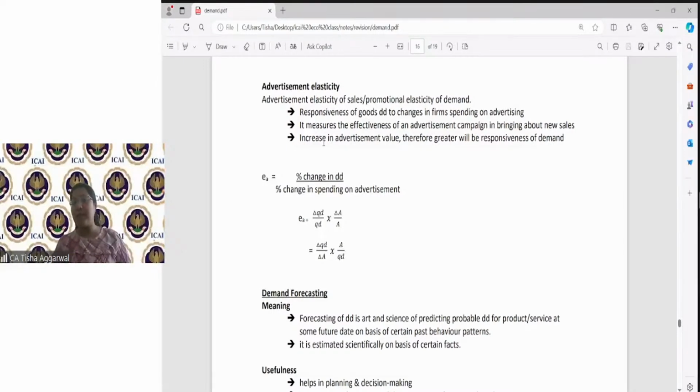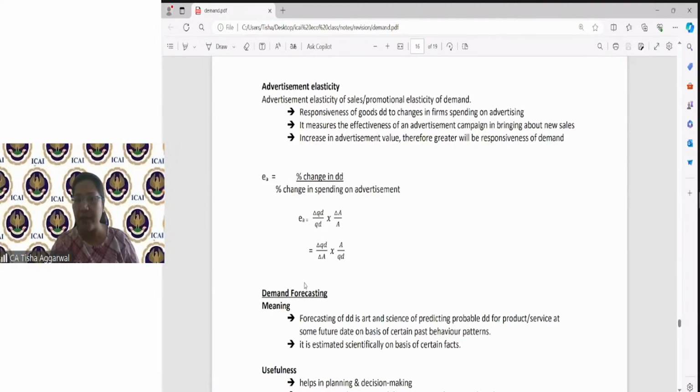So I'll tell you one best example of how an advertisement campaign brings about new sales, how the value is going to increase your demand. For example, let's say I changed the percentage spending in advertisement only by 10%, but the demand changed by 20%. That is what is known as the advertisement elasticity.